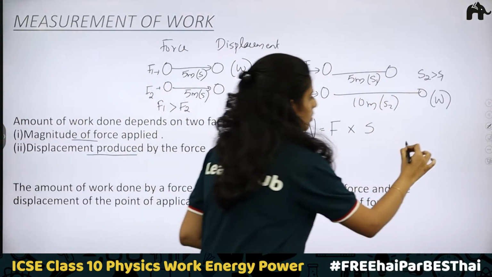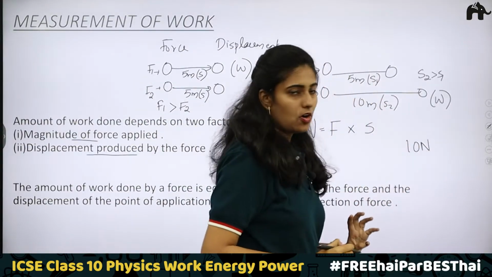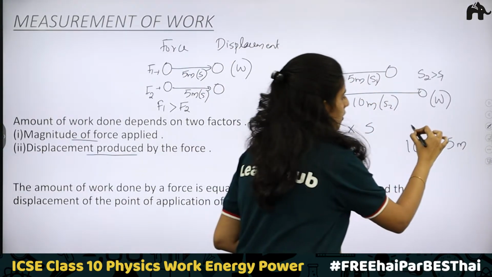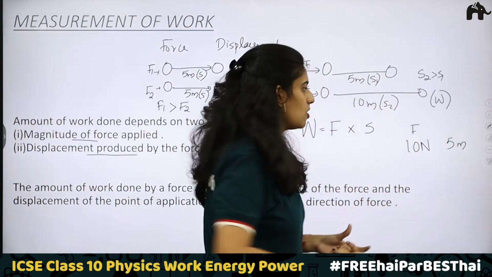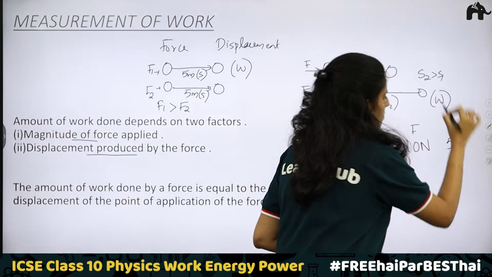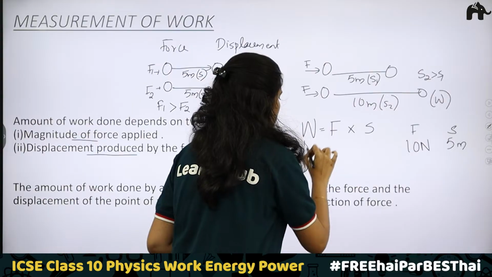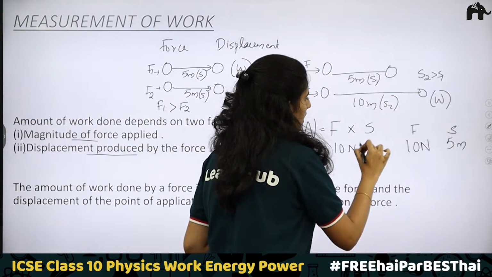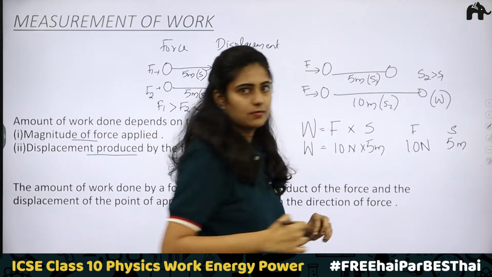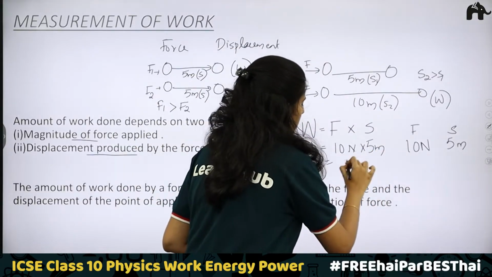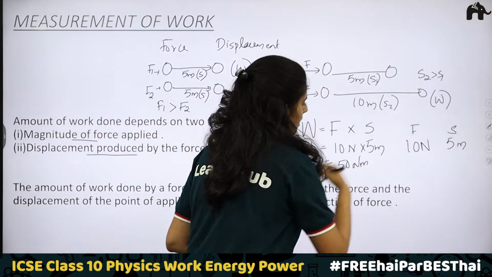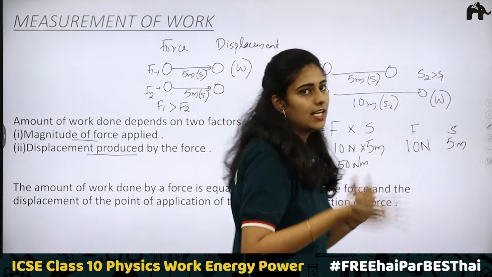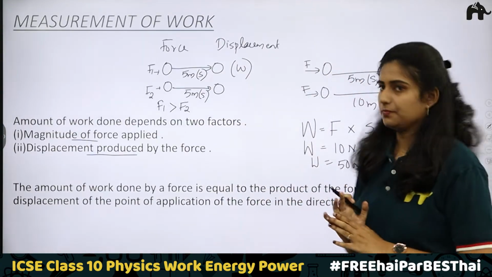If a 10 Newton force displaces a body through 5 meters, tell me what is the work done? Work done is force into displacement, which is 10 Newton into 5 meter. That is 50 Newton meter. Clear? 50 Newton meter. We will be studying other units of work done as well.